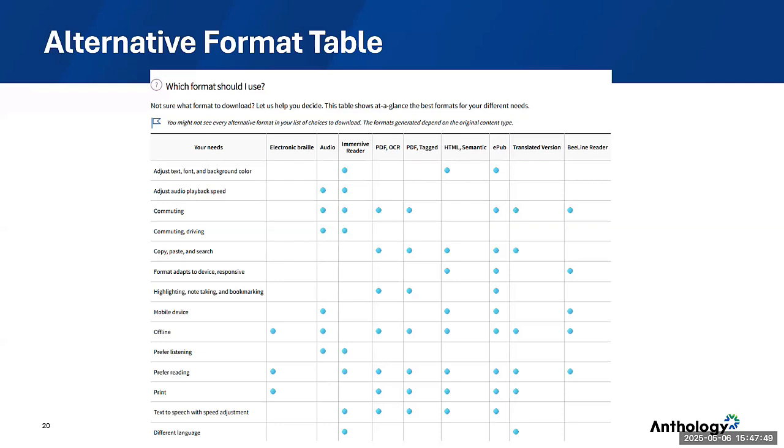And then going down, we have, starting with, your needs. It will have adjust text, font, and background color, adjust audio playback speed, commuting. So all of these different scenarios and use cases. And then essentially you will have a blue dot in the actual column that would make sense for that particular need. A great example would be for this first need, adjust text, font, and background color. What would be helpful for that is the immersive reader.